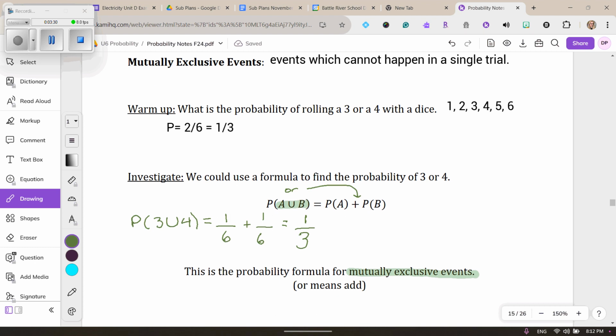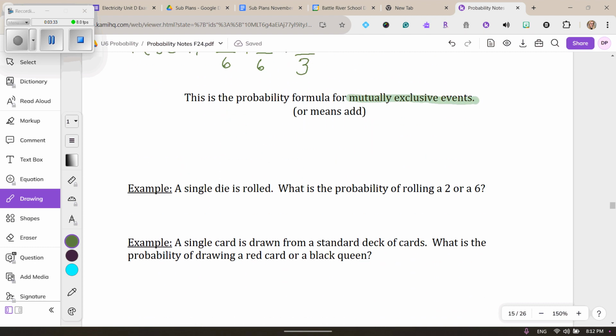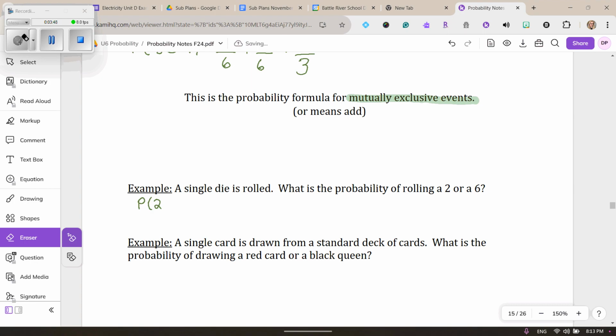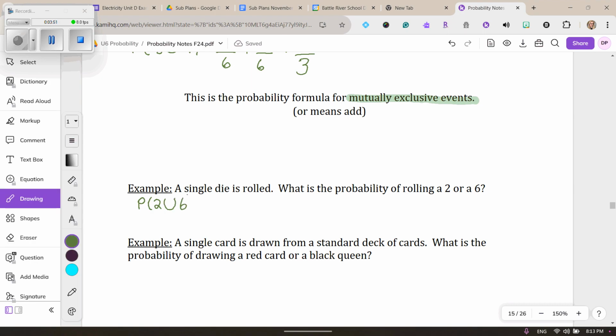Let's try the next example. A single die is rolled. What is the probability of rolling a 2 or a 6? Using our notation, it's very similar to the last question, but we're looking for a 2 or a 6. 2 union 6, which means that we can take the probability of rolling a 2 and add it to the probability of rolling a 6. Each of those has a 1 in 6 probability, so our probability of rolling a 2 or a 6 will be 1 out of 3.